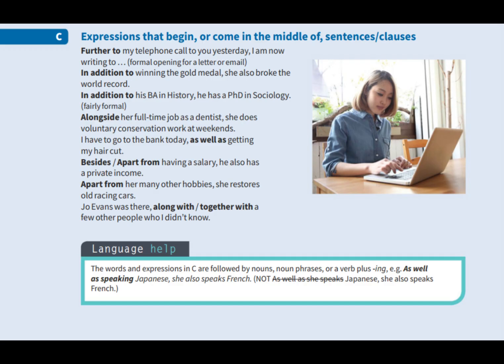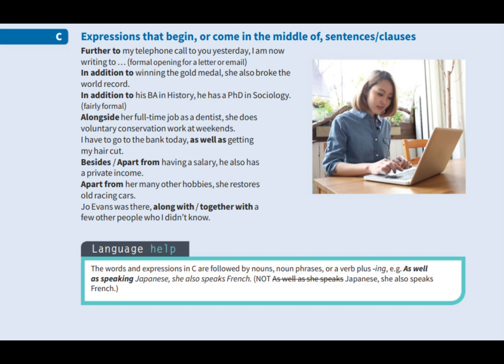The expressions besides and apart from introduce an additional fact. For example, besides having a salary, he also has a private income. We can also say, apart from having a salary, he also has a private income. Another example is, apart from her many other hobbies, she restores old racing cars.